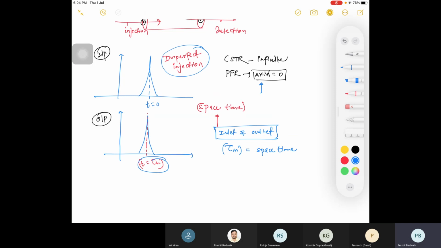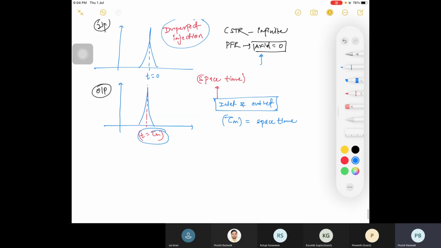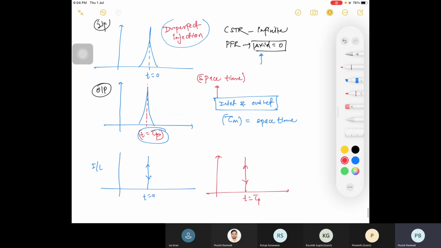In case of perfect injection, you are adding at an instant, and that's why your profile should be this straight line. We studied the ideal one, right? This should be your profile. At time t equal to 0, that is your inlet, and at the outlet you will have this kind of profile, the same profile at t equal to tau p. Please consider it as p because it is your PFR. So this is your ideal one.